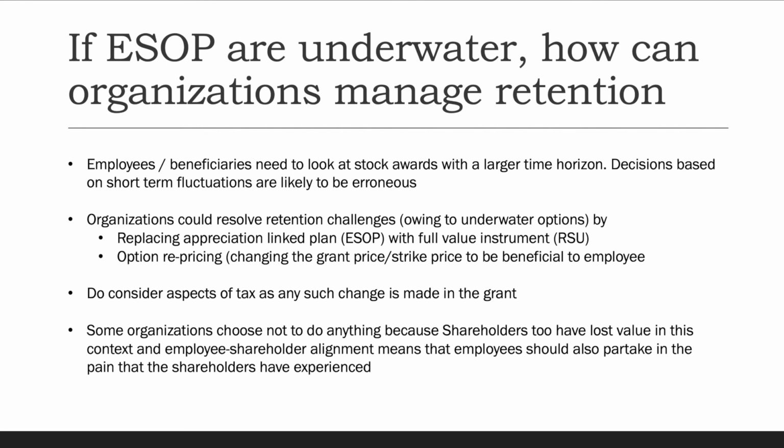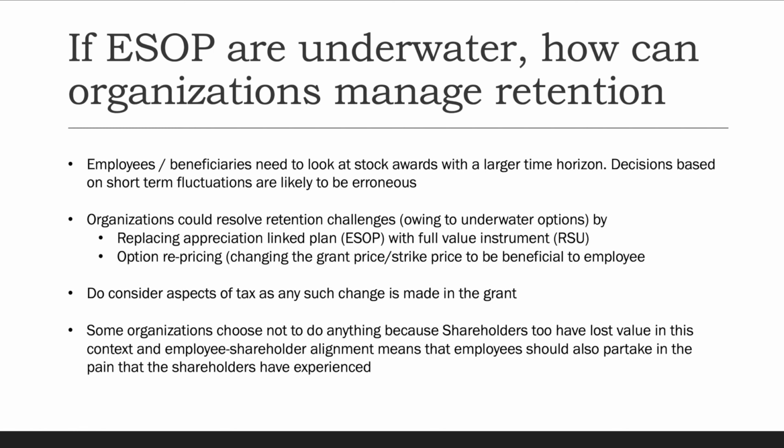and organizations could approach in two different ways. One is by replacing an appreciation linked plan, that is an ESOP, with more of a full value instrument like an RSU. Another option could be to reprice and change the strike price or the grant price at which the option has been granted, with an important consideration that requires to be done related to aspects of tax that may apply in such a situation.